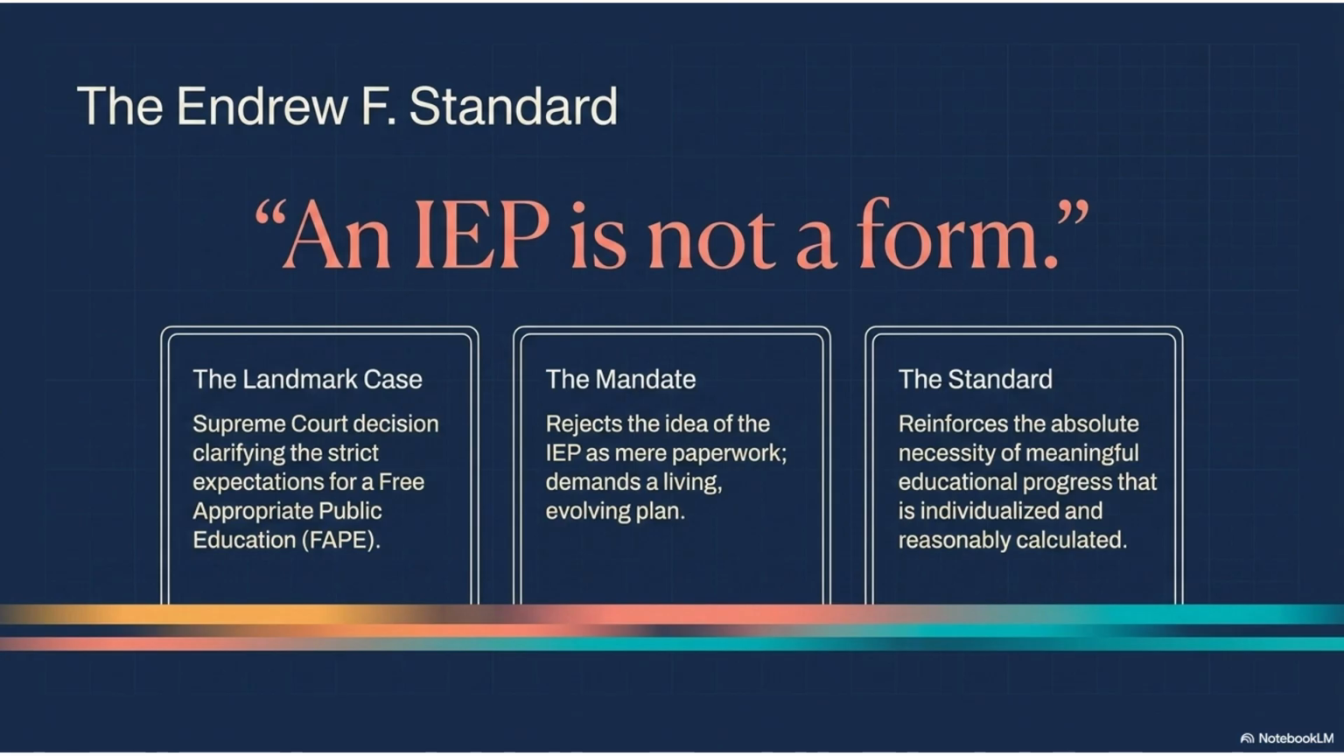The thread of educational benefit is rooted in the Supreme Court's Andrew F. decision. Chief Justice Roberts reminded us that an IEP is not a form. The court emphasized that an IEP must be a living, individualized plan designed to enable meaningful educational progress. This decision shifted the focus from procedural compliance to educational benefit and student outcomes.